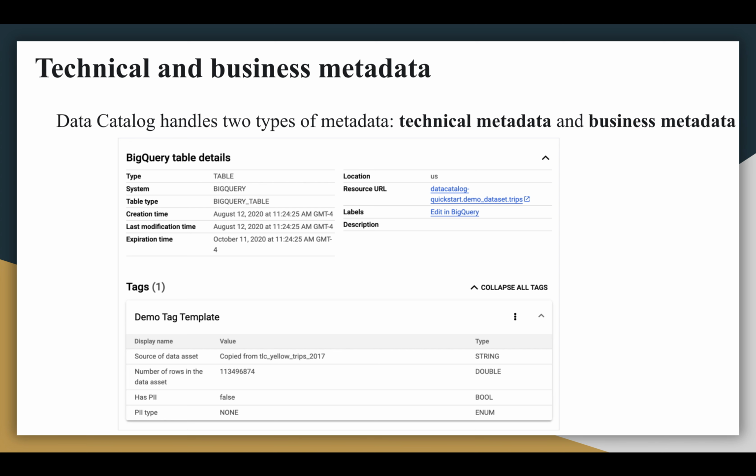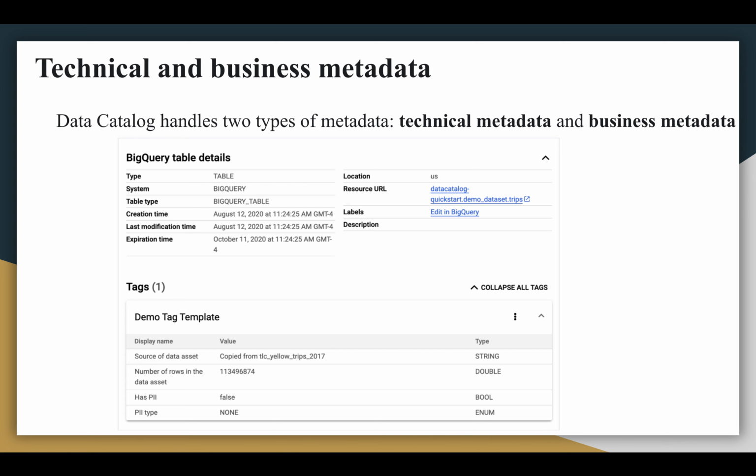Here, technical metadata is shown under BigQuery table details. This is sourced from the underlying storage system where the data asset lives and includes project information such as name and ID, asset name and description, Google Cloud resource labels, and schema name and description for BigQuery tables and views.